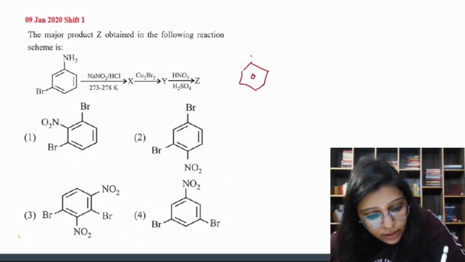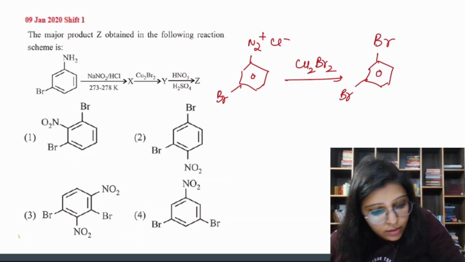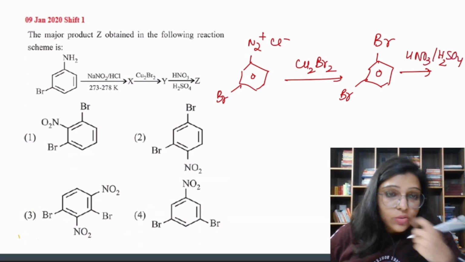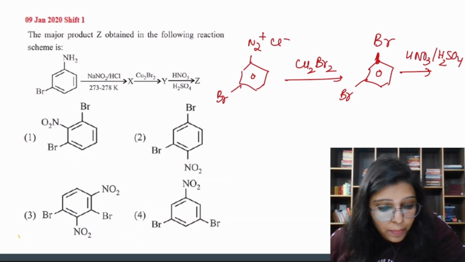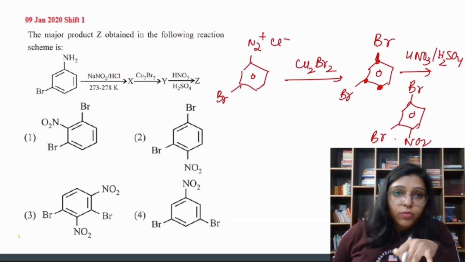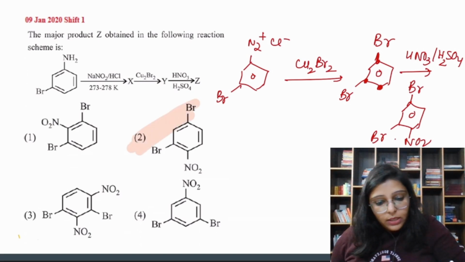Next, again NaNO2 HCl. So first N2 plus Cl minus, then Br, then Cu2Br2. So in place of N2 plus we are going to write Br, and then HNO3 H2SO4. This is the nitration. Okay, so para and ortho, right? So it means we can put Br, NO2 and Br. With respect to one bromine, we have the ortho position, and with respect to the other bromine, we have the para position, right? So option 2 is going to be the correct answer.